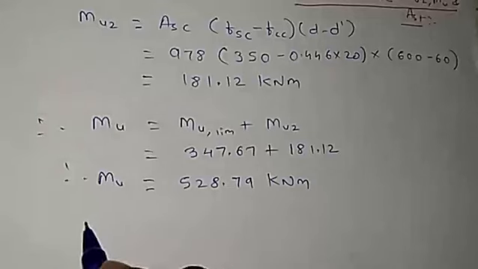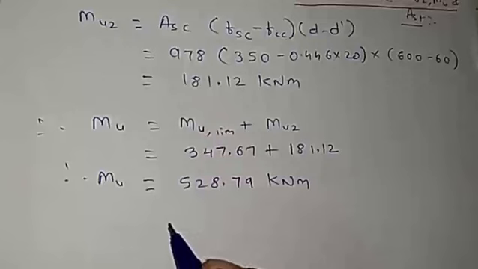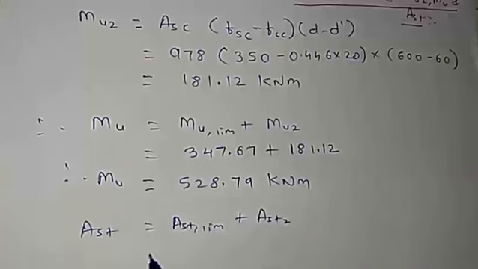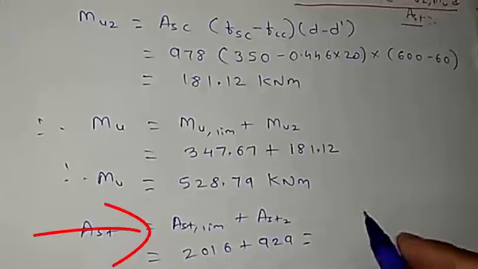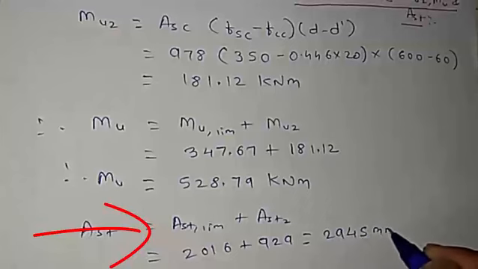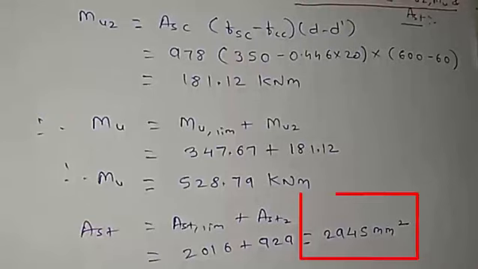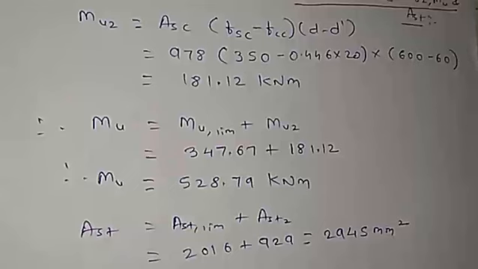Now we can even calculate Ast total, which equals Ast limiting plus Ast2. This is going to be 2016 plus 929. So you will get around 2945 mm square. So that's the total Ast. This is what is required in the problem.